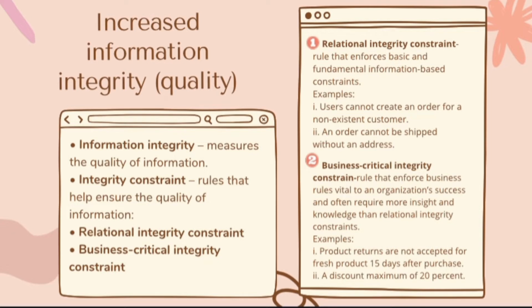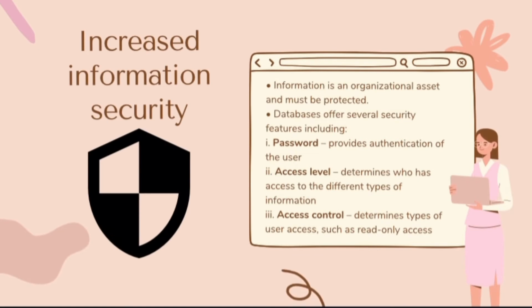For example, product returns are not accepted for fresh products 15 days after purchase, and a discount maximum of 20%. The last one, a relational database model can increase information security. Information is an organizational asset and must be protected. Databases offer several security features including password, which provides authentication of the user's access level and determines who has access to the different types of information, and access control, which determines types of users' access such as read-only access.